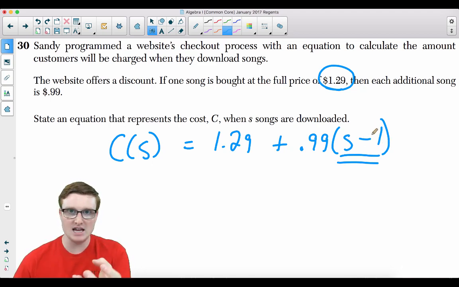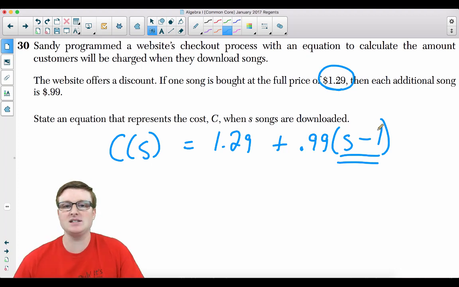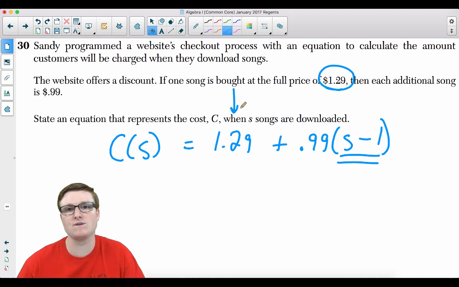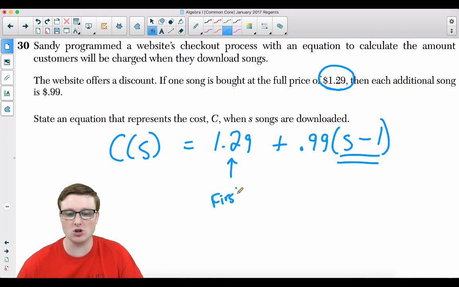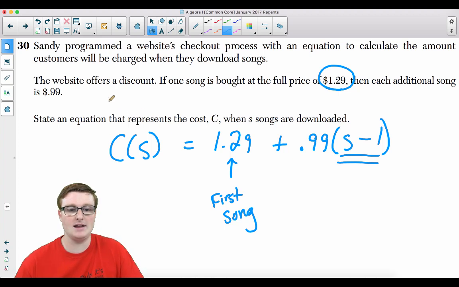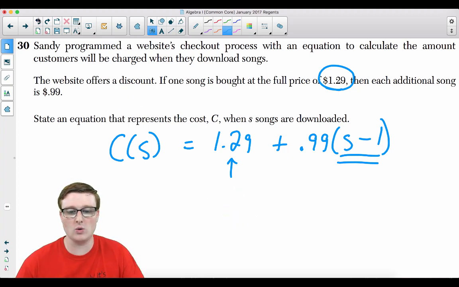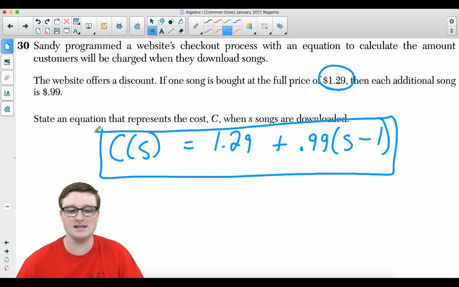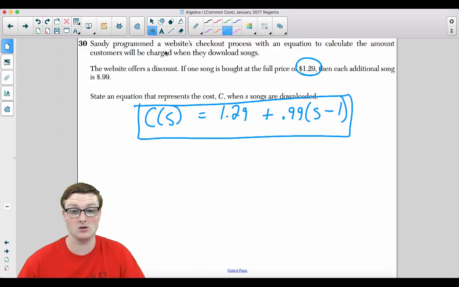The reason why we're taking away 1 is we have to take into account that we already bought the first song. This $1.29 is your first song that you bought. So we need to subtract 1 to generate the 99 cent discount. Okay? And this, ladies and gentlemen, is your equation. It's C of S is equal to $1.29 plus 99 cents times S minus 1. Okay? Not too bad. Now there's a follow-up question.